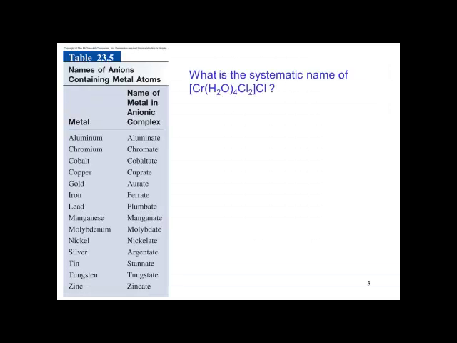What is the systematic name of Cr(H2O)4Cl2 with Cl outside the complex? It's going to be something chloride. Notice that there are 4 waters. That would be tetraaqua, and 2 chlorines, dichloro. So it would be tetraaquadichlorochromium(III) chloride.